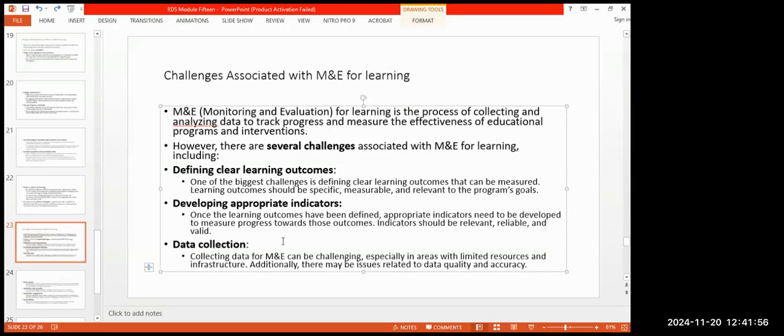Data collection, yeah, that's another one. Obviously, you can only learn when you have the right data, analyzed in the right way, and you probably see that that's a problem area for many people.